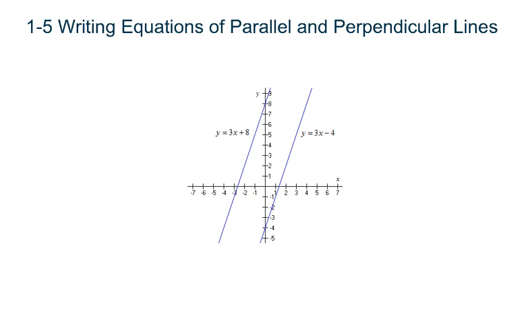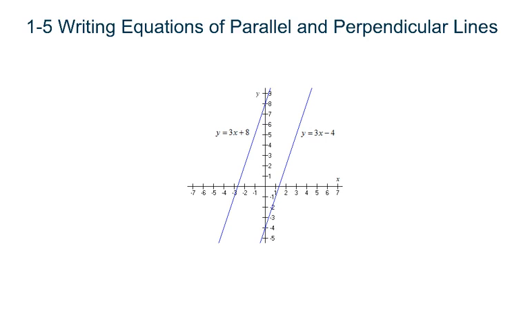Remember that two lines on a coordinate plane that are parallel have the same slope. Now we know geometrically that two lines that are parallel run next to each other, they never intersect. Algebraically, though, when we talk about parallel lines, we really care about the slope.